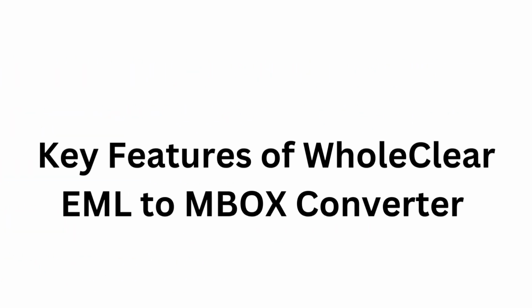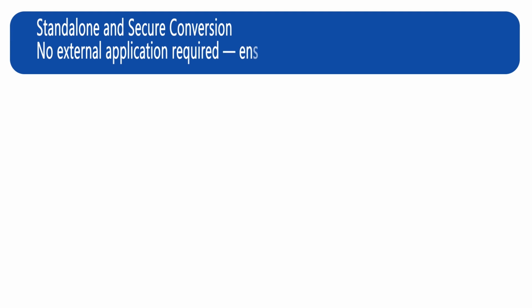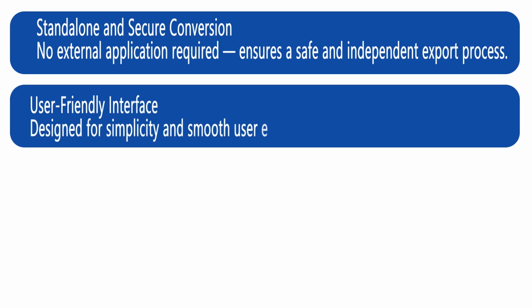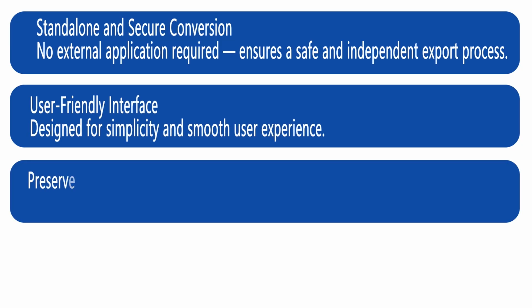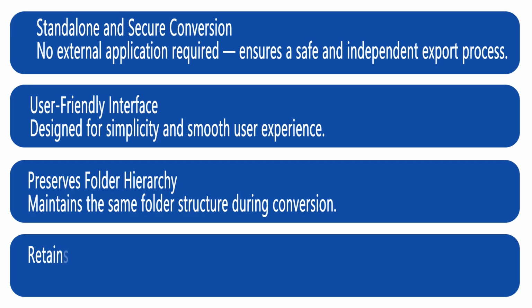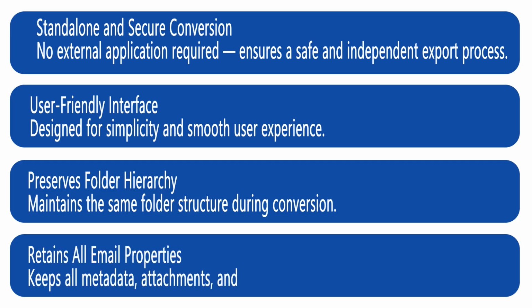Key features of WholeClear EML to MBOX Converter. Standalone and secure conversion. No external application required, ensures a safe and independent export process. User-friendly interface. Designed for simplicity and smooth user experience. Preserves folder hierarchy. Maintains the same folder structure during conversion. Retains all email properties. Keeps all metadata, attachments, and email formatting intact.